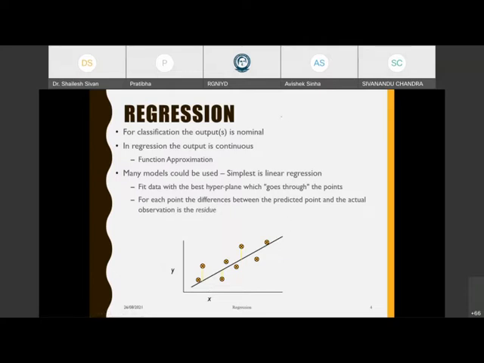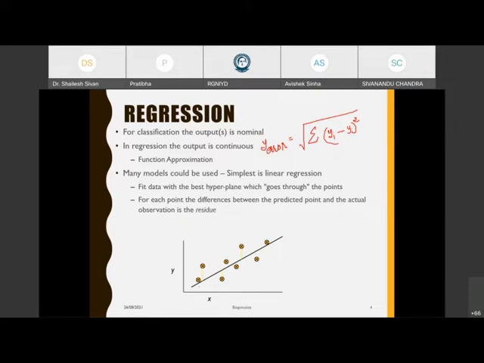To calculate this error, we will take y1 minus y1 cap whole square plus y2 minus y2 cap whole square, up to yn minus yn cap whole square. So we will get rid of all the negatives. After that, we have to take the square root. So in total, the error in a regression can be represented as root of sigma yi minus yi cap whole square. So this is the total error.